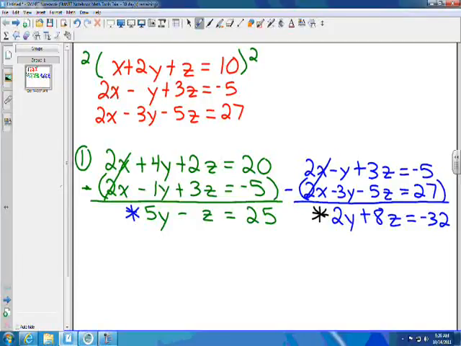Is everybody clear on how we got there? Okay, that's pretty much your first two steps. Solve the top two, eliminate. Solve the bottom two, and eliminate the same variable. Now we have these. Okay?